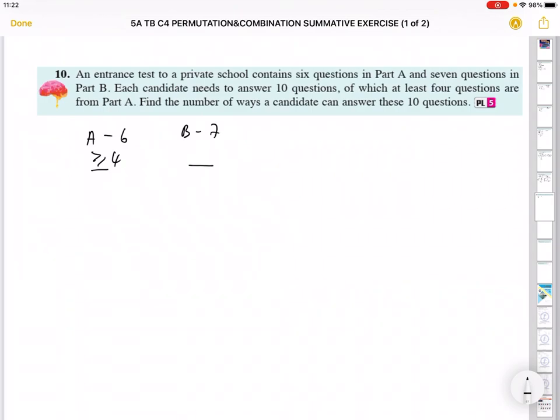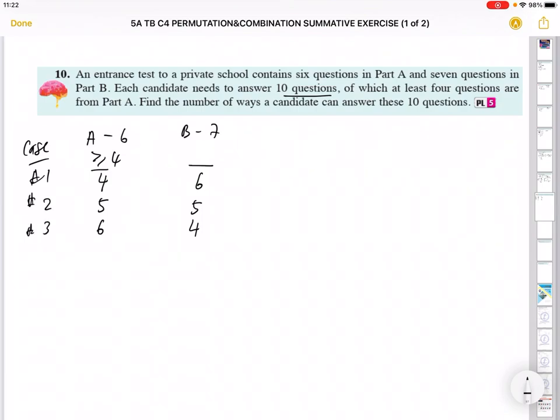Okay, so for me, I will just write like this. You can answer 4 questions from part A, 6 questions from part B. Why? Because your total must be 10. You can answer 5 questions here, 5 questions there, total still 10. I can answer 6 and 4. So notice that there are 3 different cases. Case number 1, number 2, number 3. You're going to label like this, right?